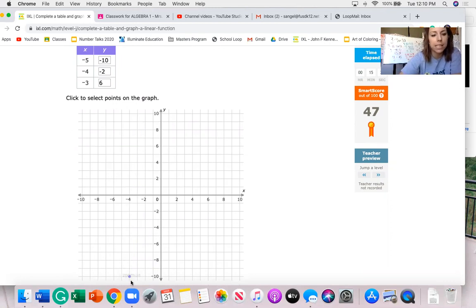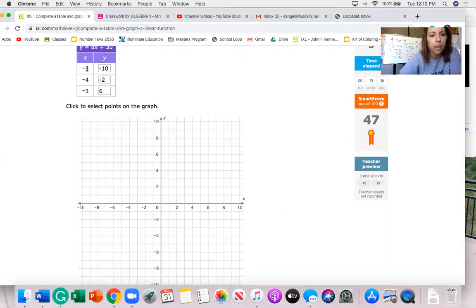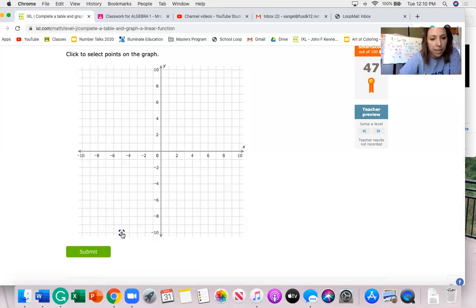So you know what? Mistakes happen. I'm just going to fully start over. Negative 5, negative 10. All right, that's better.